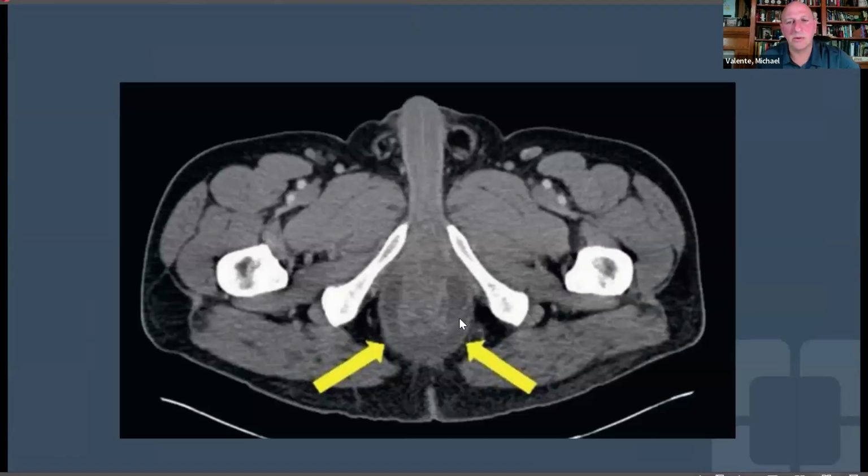So here we have a coronal view of a male, one of my patients actually, who had vague pain. And you don't always see a CAT scan, but he went to the ER with 3 days of vague pain.